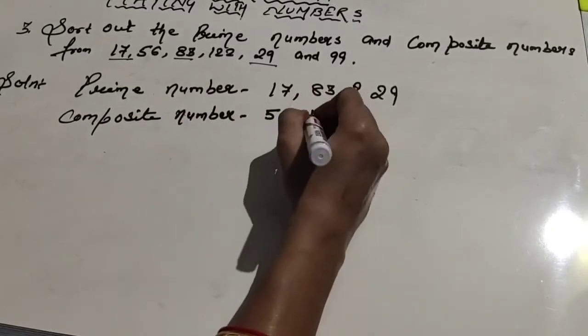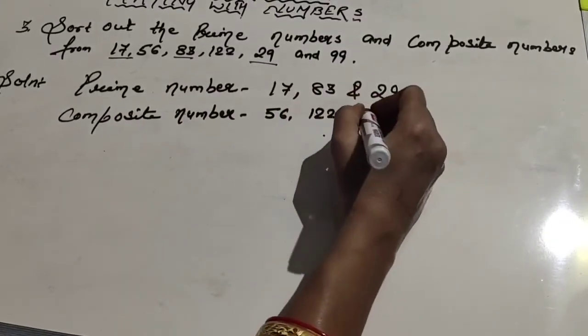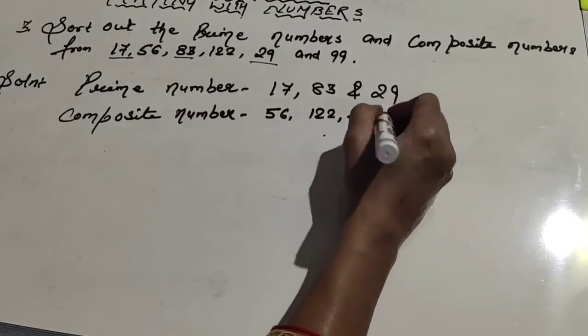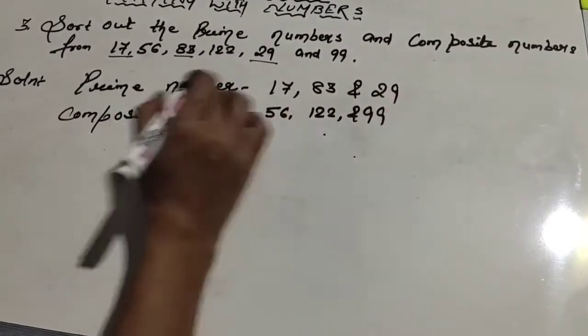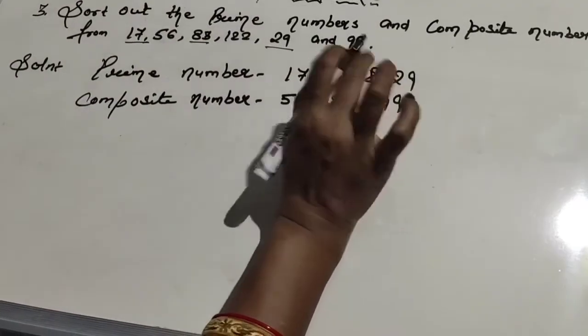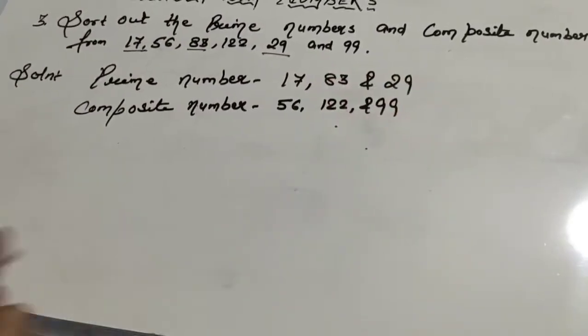56, 122 and 99. These are composite numbers and this one is a prime number. Clear? Now the next question, question number 4.